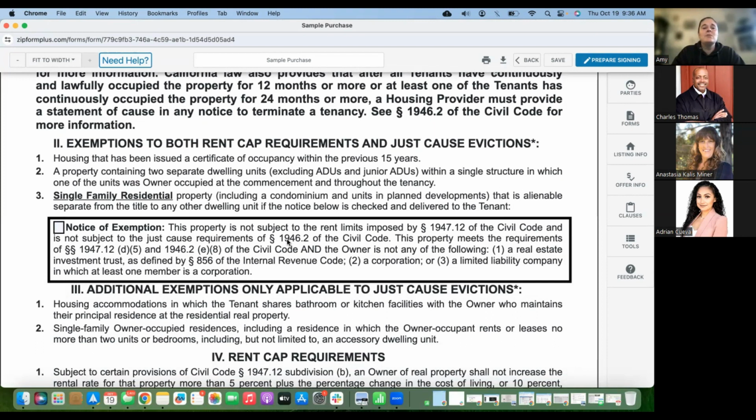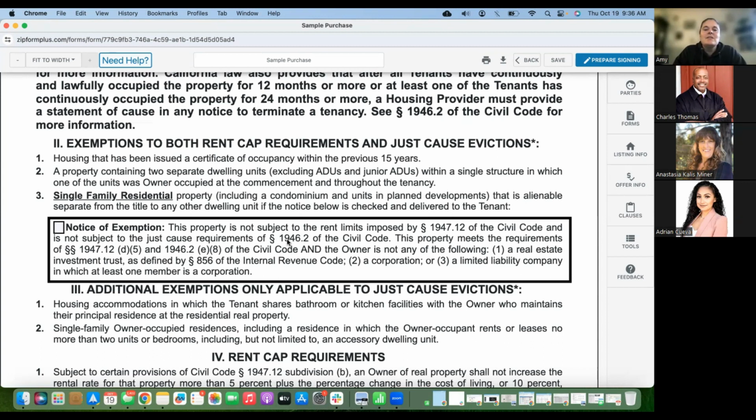Single family residential property, including a condominium and units in planned developments, that is alienable separate from the title to any other dwelling unit, if the notice below is checked and delivered to the tenant. Notice of exemption.